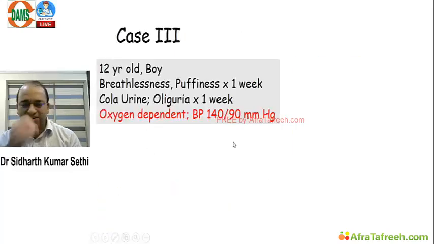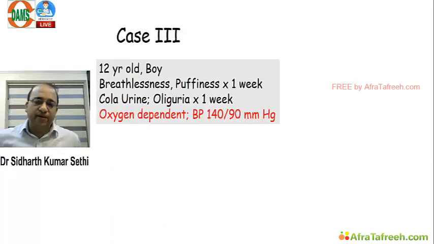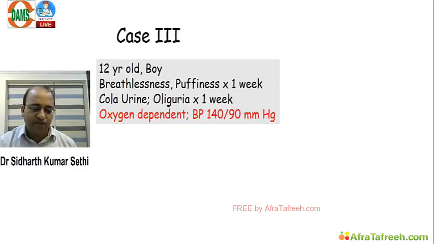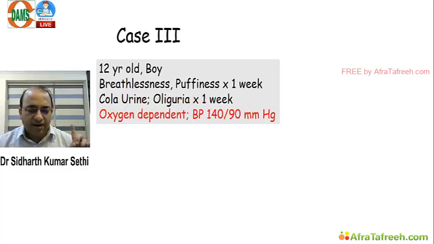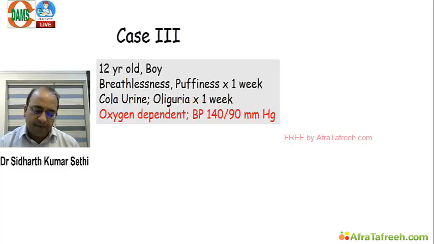So all of you, can anyone tell me based on the history, what is my diagnosis here? Anyone in the class? You have a child who is puffy, cola urine, oliguric, hypertensive. Of course, it's a nephritic syndrome. But why is he dependent on oxygen? Can anyone in the class tell me? What would be my differential diagnosis here in a child who comes to me with the typical nephritic picture, cola urine, hypertension, edematous?